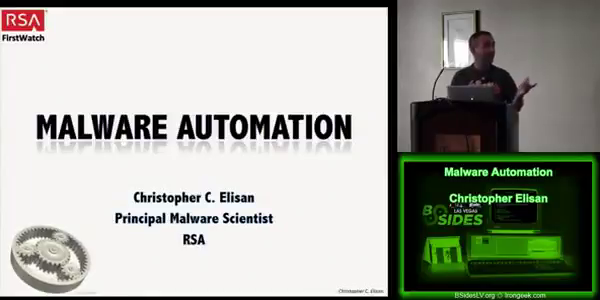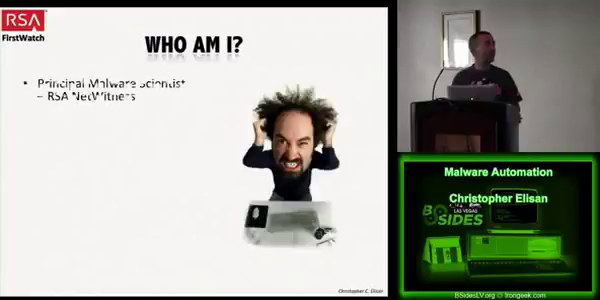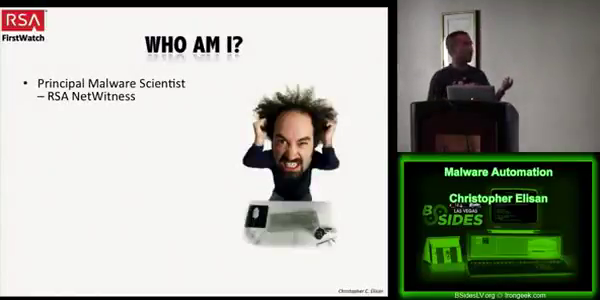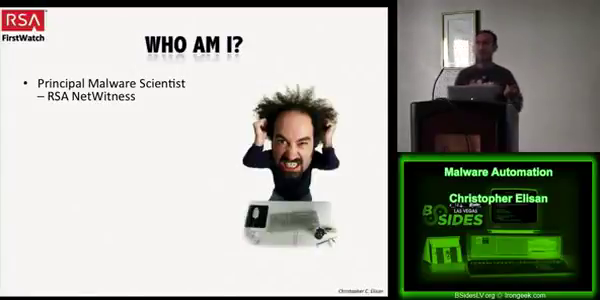So today's presentation is about malware automation. So who am I? My name is Christopher Elisan. I'm the principal malware scientist at RSA NetWitness. When I first began analyzing malware, I had long hair. My hair was up to here. And now, almost all of it is gone.